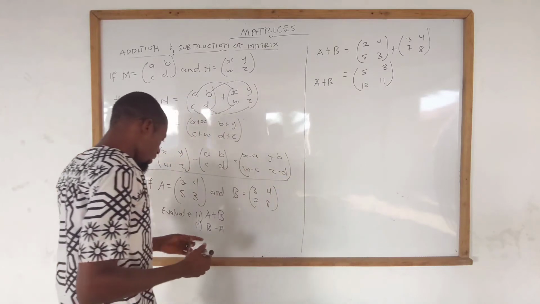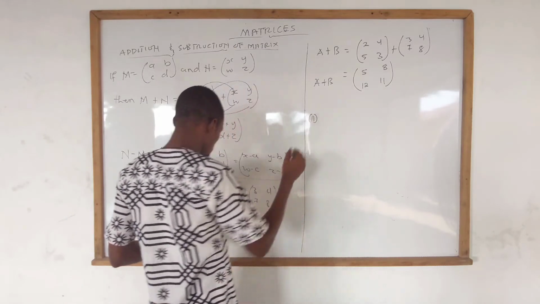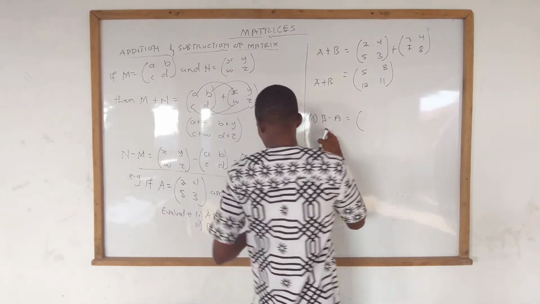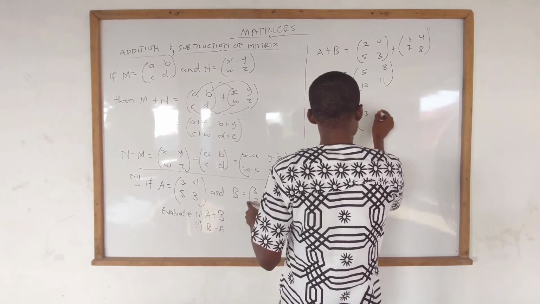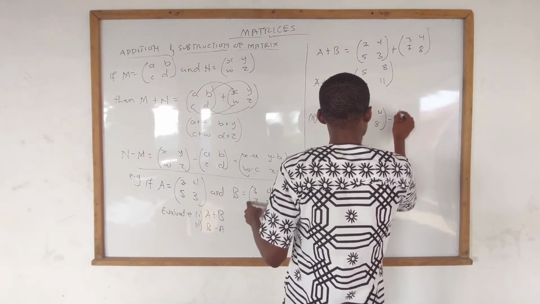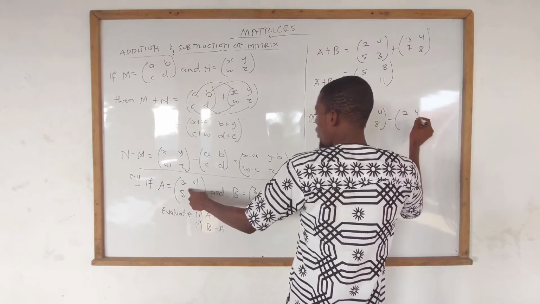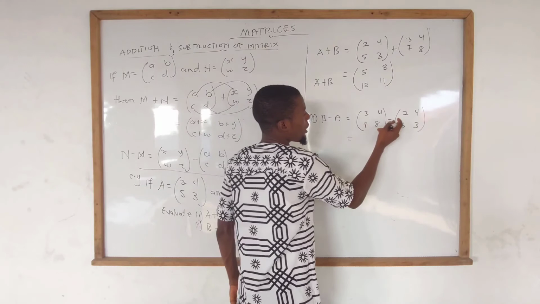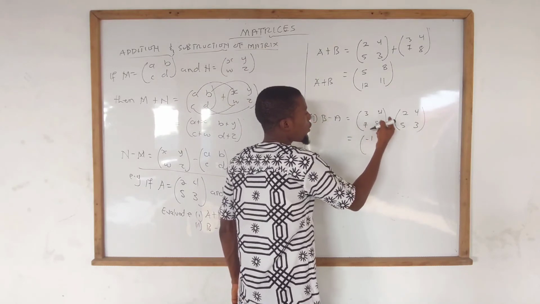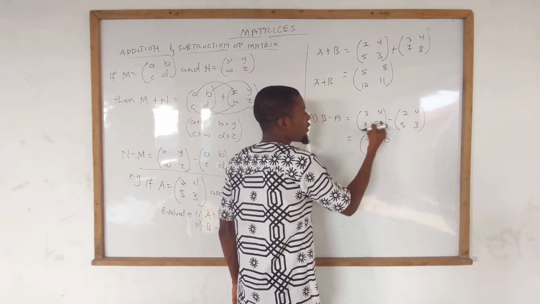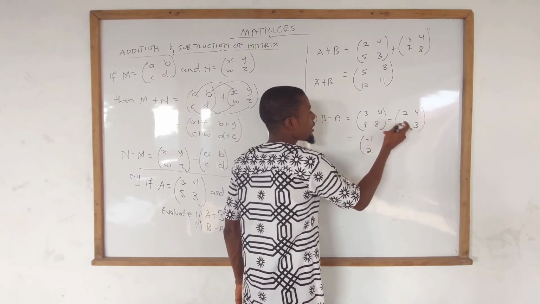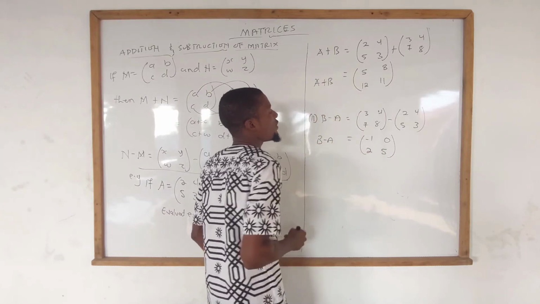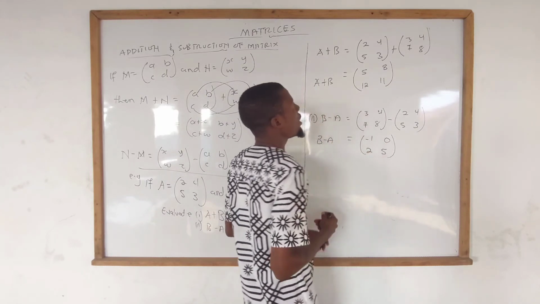Now let's look at the next one. We are supposed to find B minus A. B minus A means the elements of B, which are 3, 4, 7, 8, minus the elements of A, that is 2, 4, 5, 3. So at the end, 3 minus 2 gives me 1, 4 minus 4 gives me 0, 7 minus 5 gives me 2, and 8 minus 3 gives me 5. Therefore, my B minus A is 1, 0, 2, 5.